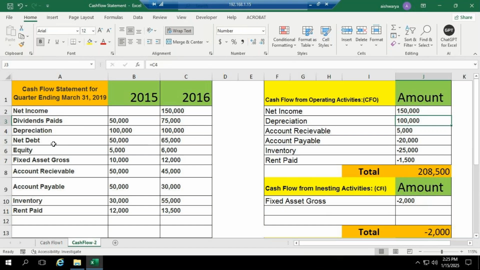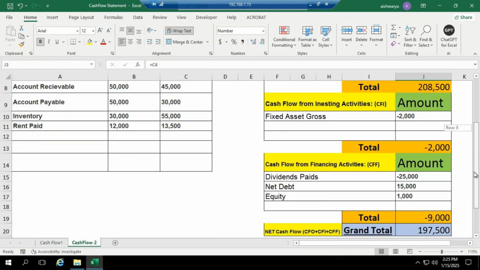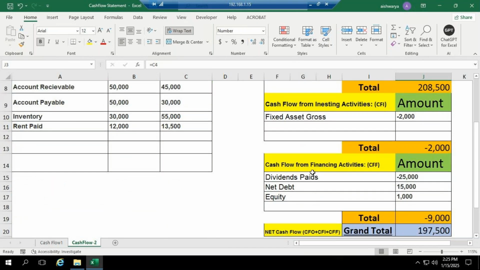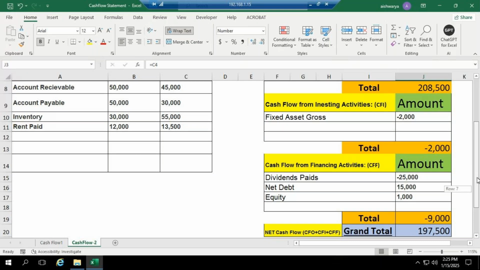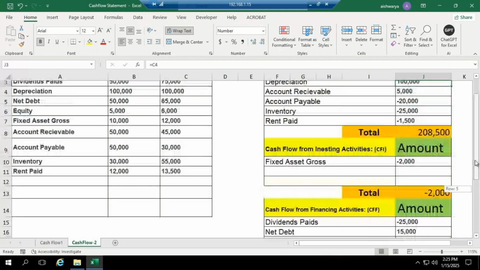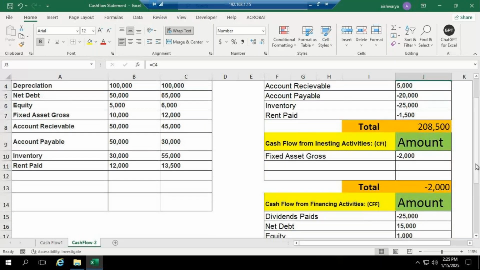Net debt will be 50 and 65. So that means the loan, 15,000. So 15,000 will come here only. That means cash flow from financing activities. Then equity, 5,000 and 6,000, that also in the investing activities only you will be getting. So that also plus 1,000 rupees.